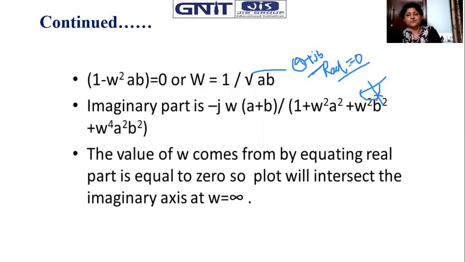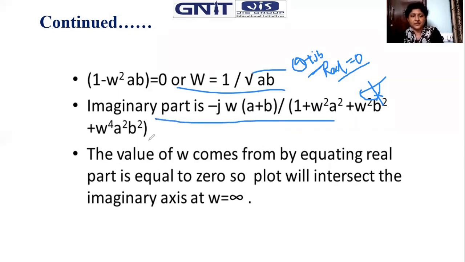So we put the real part equal to 0, and we get the corresponding frequency, that is omega equals 1 by root under AB. Now what is the imaginary part? At that frequency, omega equals 1 by root under AB, it only has the imaginary part. So the imaginary part has its magnitude.